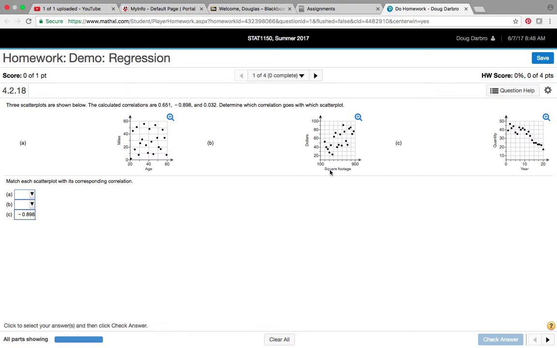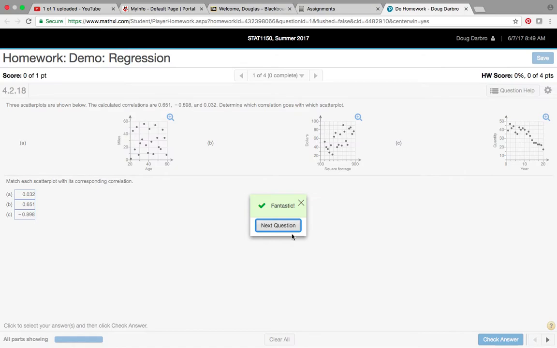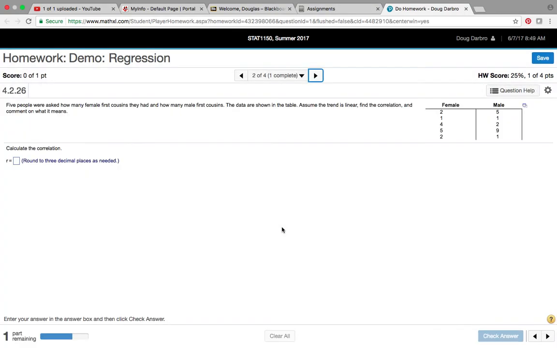Now, the other two are both positive, but I know that B has to be the strongest relationship. There's not much of a linear relationship over here on A. So I need to choose the highest positive number for B. That'd be 0.65, and then clearly the only remaining one is 0.032. So check my answer. We know it's going to be right. Fantastic. Next question. Don't you wish it was that easy?